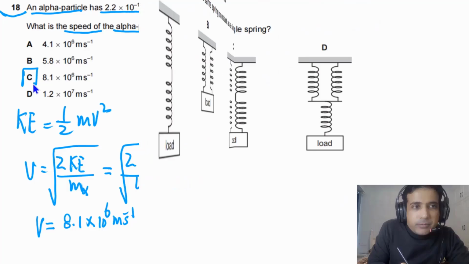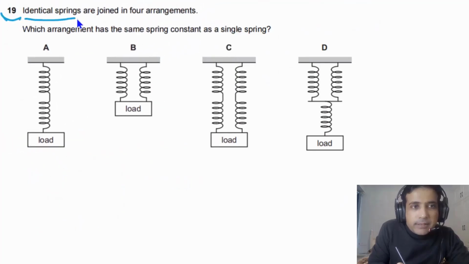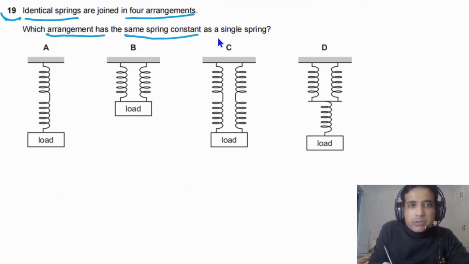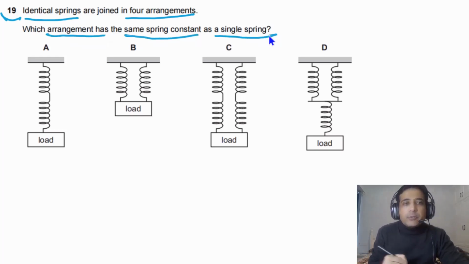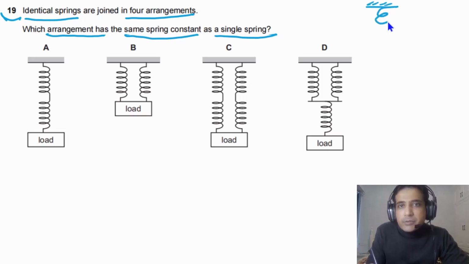Very straightforward question. For question number 19, it is given to us identical springs are joined in 4 arrangements. Which arrangement has the same spring constant as a single spring? So first of all, we can imagine a single spring. So imagine that we have a single spring. So this one is a single spring.